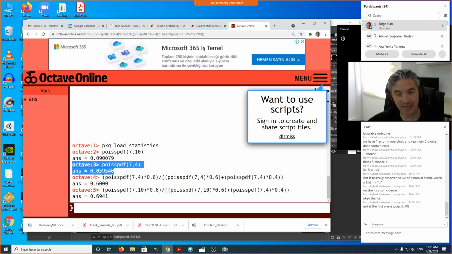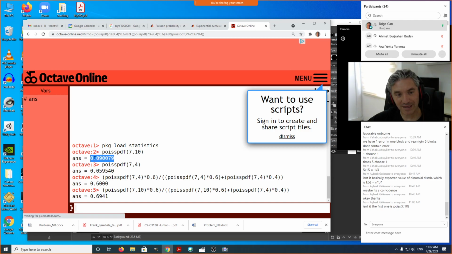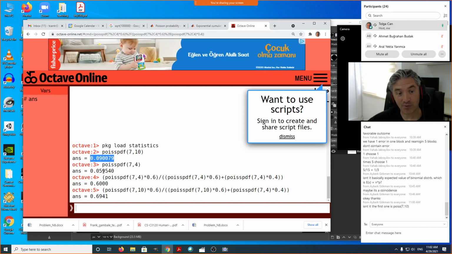So we are basically computing the probability. If we were computing the likelihood, we would just directly take the ratio of these things. But this is not the likelihood. We're asked the probability. Therefore, what we need to do is divide this thing by this plus this.